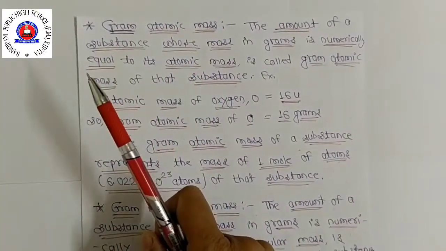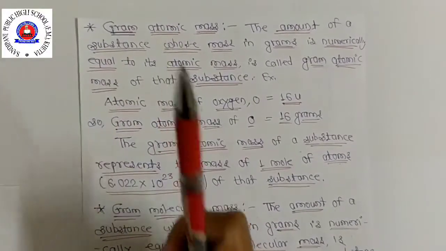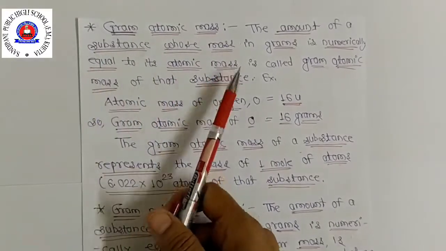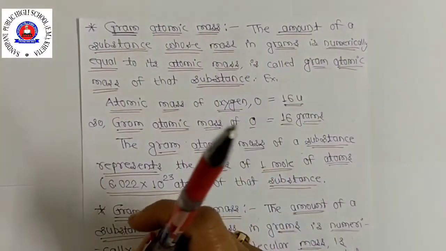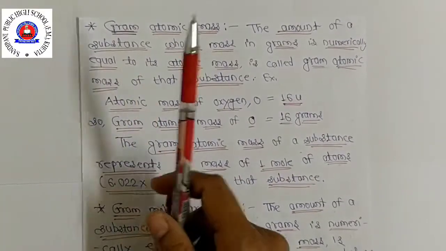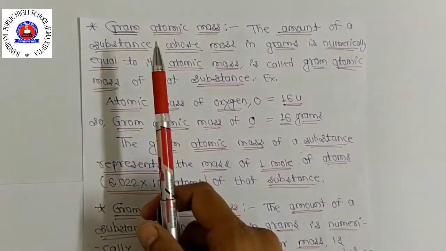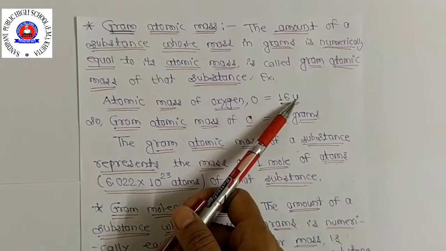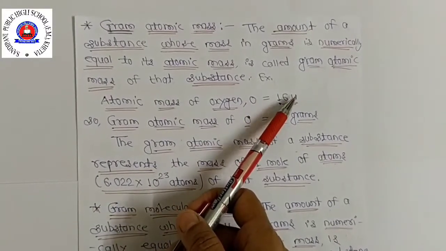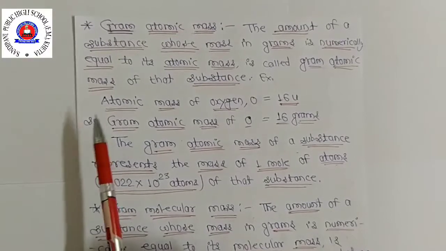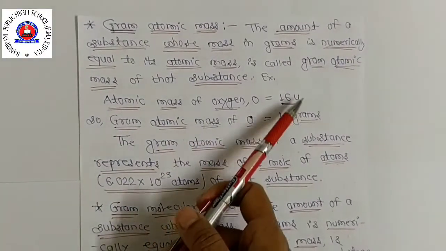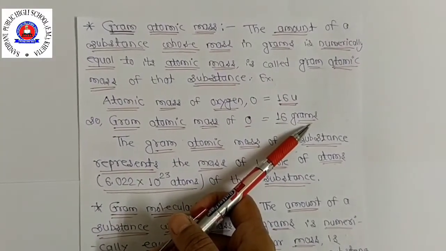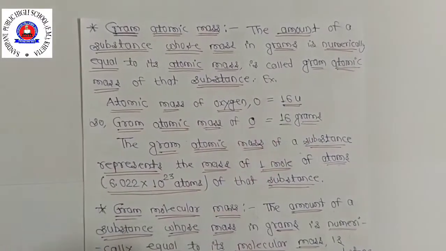Means when we express the atomic mass of a substance in grams, that is called the gram atomic mass. To write the gram atomic mass of a substance, we write its atomic mass and then replace the atomic mass unit u by the word gram, or its symbol g. For example, atomic mass of oxygen is 16 unit. So this is the atomic mass, and u is the unit of that atomic mass. So gram atomic mass of oxygen is 16 gram. Means you replace the atomic mass unit u and write grams here. Clear this one? And that symbol is small g.